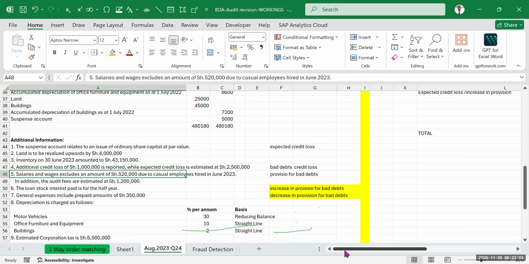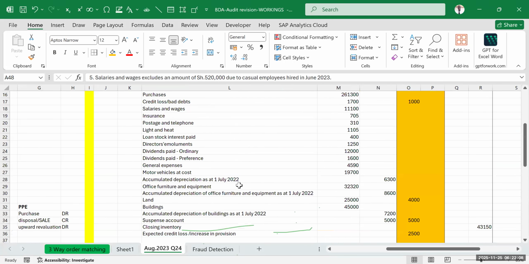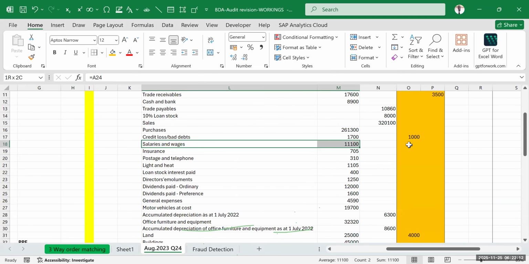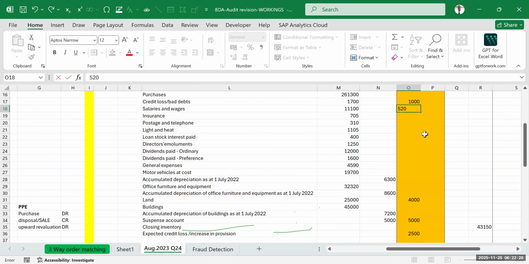We increase that expense by 520. So let's go to salaries and wages and recognize the 520 that they left out. Salaries and wages come here, and under adjustments, we recognize 520. And then, after we recognize 520 there under salaries and wages, what other account is affected? Because for every debit adjustment, we have to do a credit adjustment. I want somebody to tell us which other account is affected.